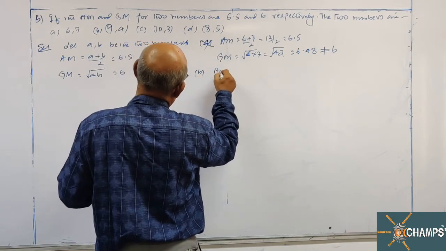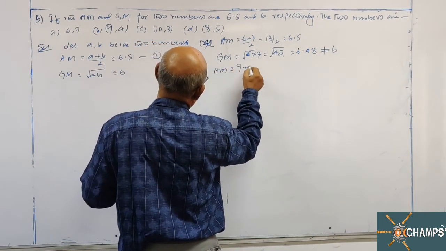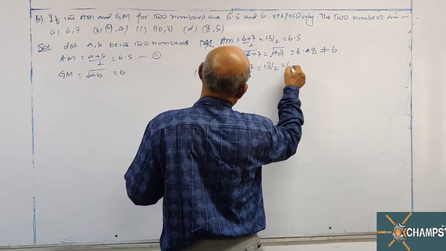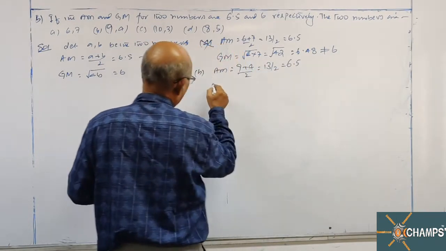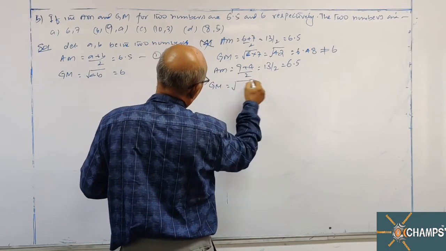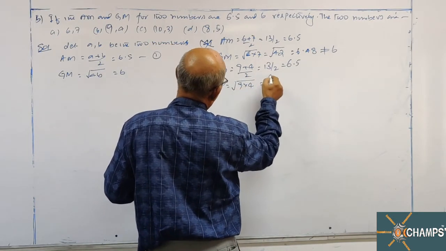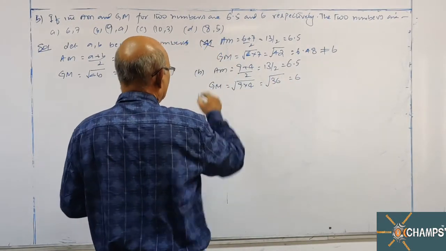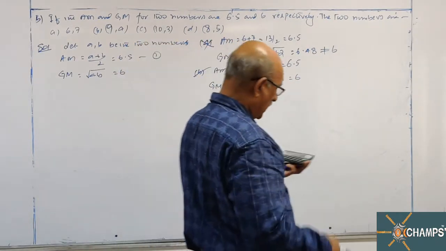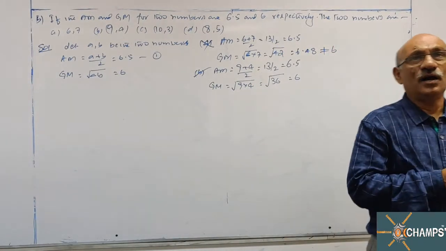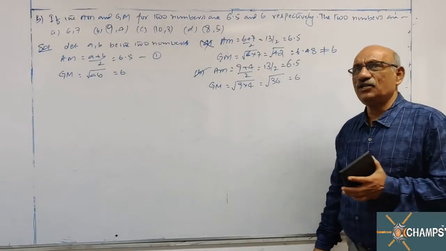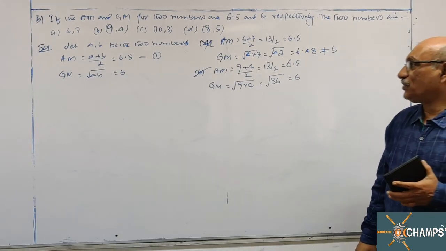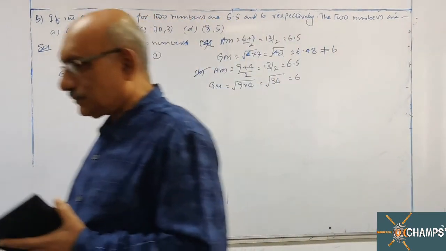Option A is the wrong answer. Option B: arithmetic mean is 9 plus 4 by 2, this is 13 by 2, 6.5. Geometric mean is root of 9 into 4, root 36, 6. So option B satisfies both the conditions. This is the answer to the given question.